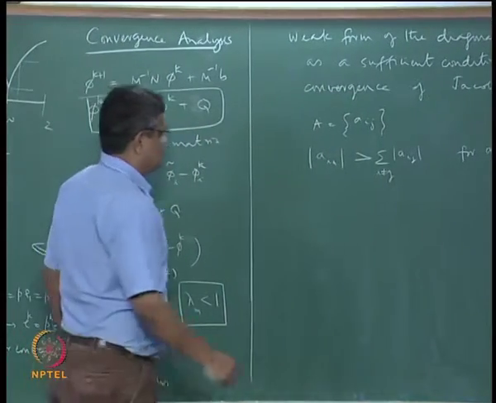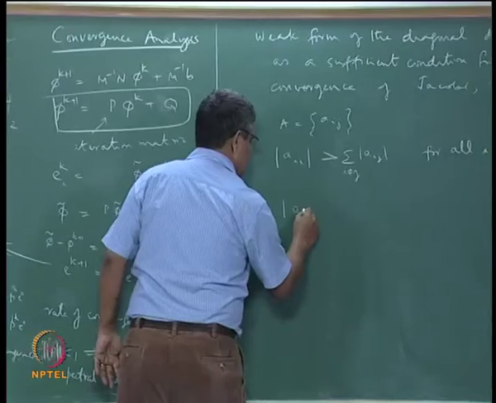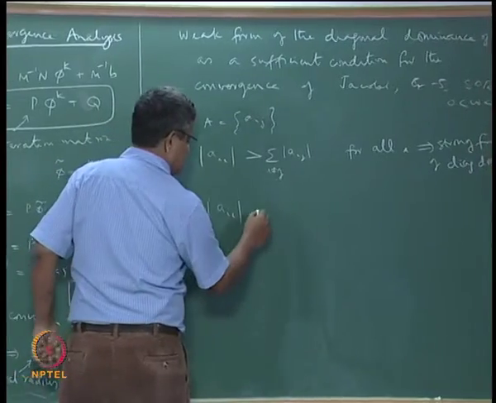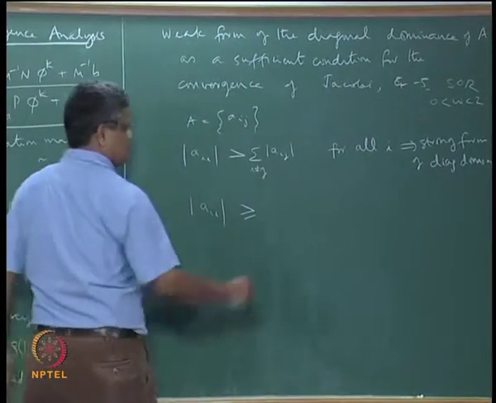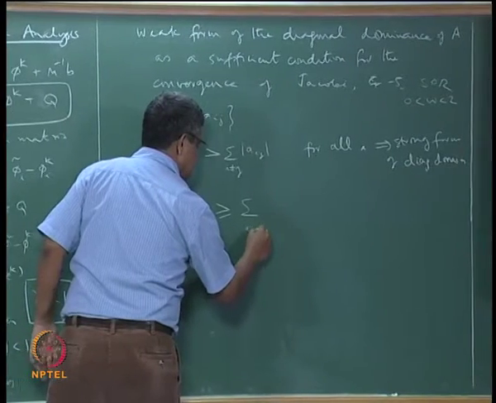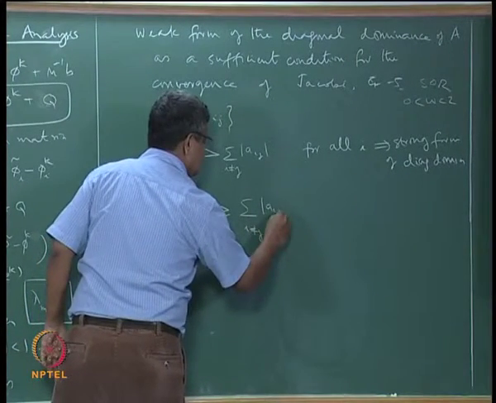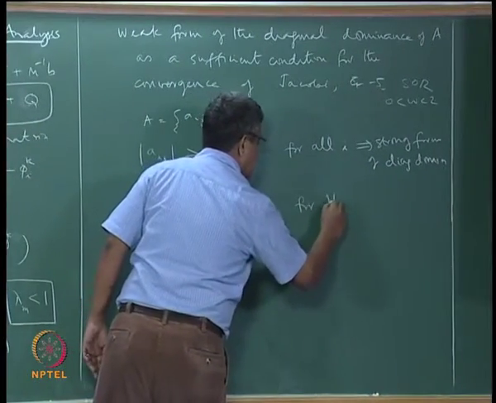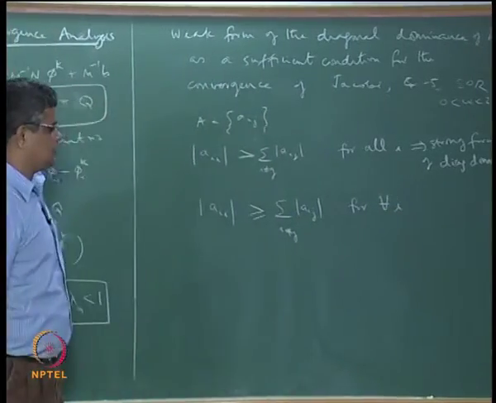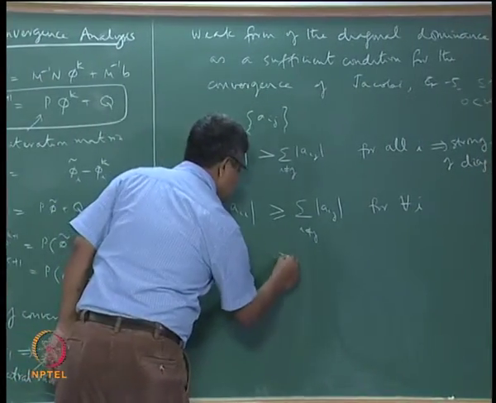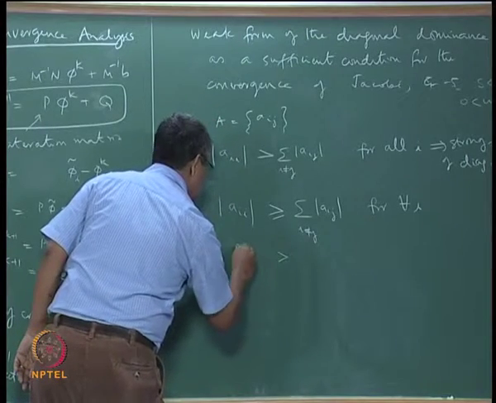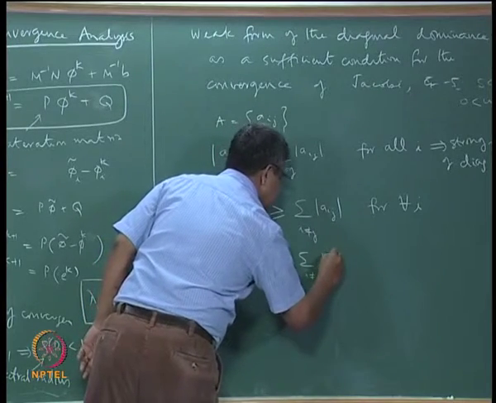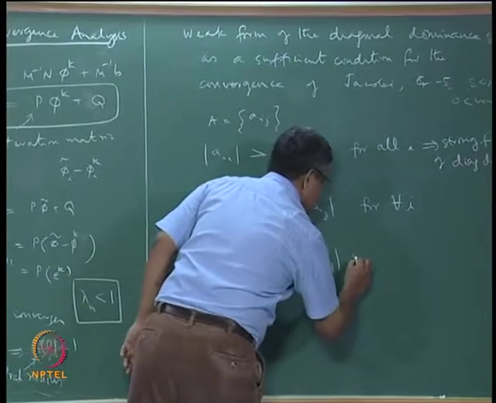The weak form of diagonal dominance is that Aii, that is the magnitude of the diagonal element, must be greater than or equal to the sum of the magnitudes of all the off diagonal elements, for all rows, and at least for one row it must be greater than.